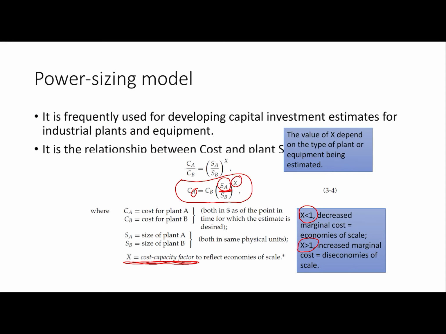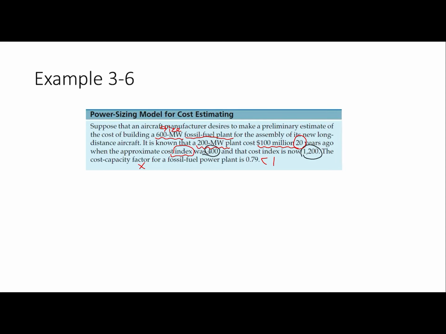And then we learned the power sizing model. This is another approach to estimate the cost given the prices for the similar plant or equipment in different sizes. So the size matters. Bigger size has more expensive price. But you want to know how to solve this kind of problem and practice on this exercise. It could be in the final, it could be a similar problem.